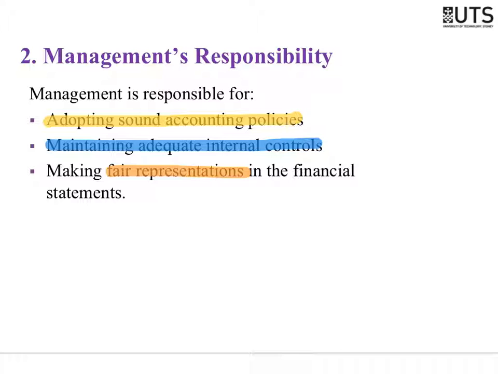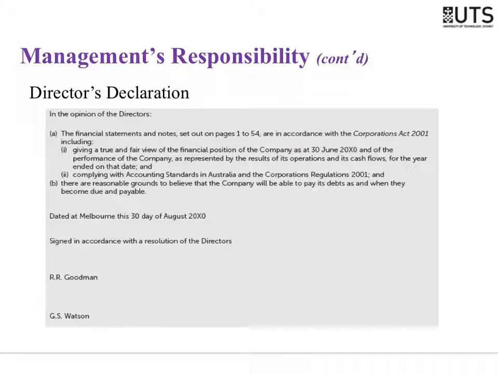By the way, it's management and directors. So much so it's their responsibility that directors have to sign a written declaration. Okay, and you'll see this in the financial report. They basically sign this declaration and they say, yes, the financial statements and the notes give a true and fair view of the financial position of the company, as well as the financial performance of the company. They also go on to say that, yes, it does comply with the accounting standards. Now, directors actually have to sign this document, okay?